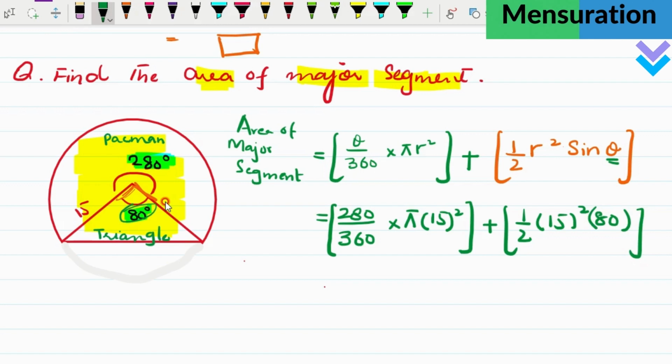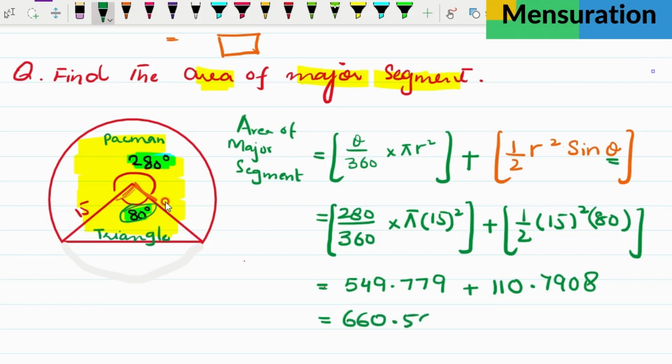Okay, let me calculate it. I'm getting 280 divided by 360. And remember one thing, you must enter the whole values very carefully in the calculator. The usage of the calculator is very important, and you need to use it carefully, right? So after calculation, I'm getting the answer 549.779, and here I will get 110.7908, and after adding both of them, I get the final answer. So this is how we can easily calculate the area of a major segment.